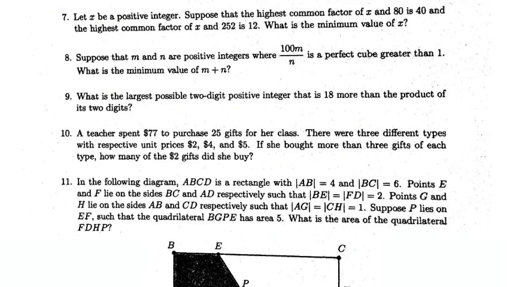SMO 2019 junior section first round problem number 7. Let x be a positive integer. Suppose that the highest common factor of x and 80 is 40 and the highest common factor of x and 252 is 12. What's the minimum value of x?